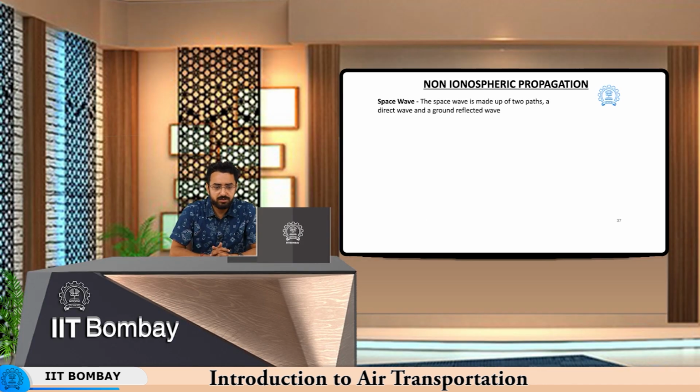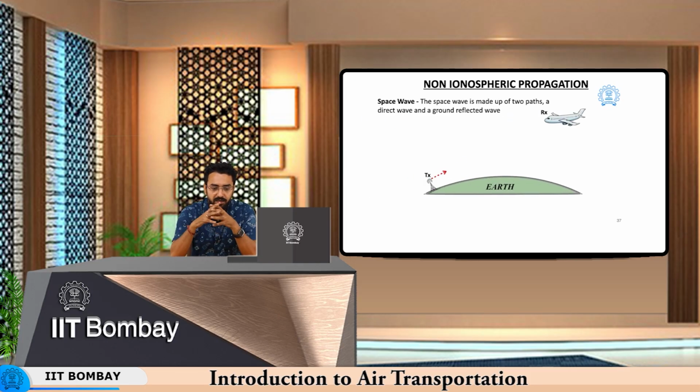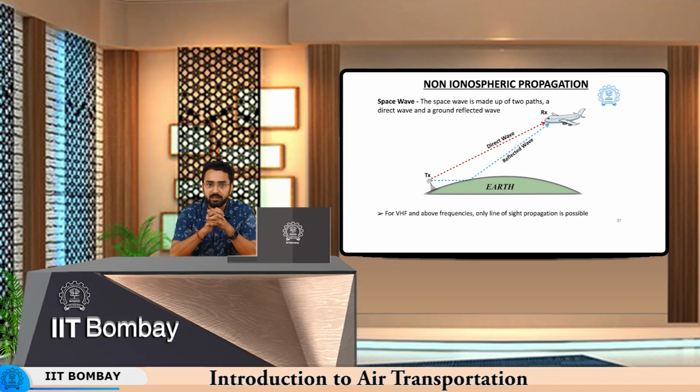The space waves, as I mentioned to you, occur in two ways: the direct wave and the ground reflected wave. The direct wave reaches the aircraft directly from the transmitter, whereas the ground reflected wave is a wave that reaches the aircraft after a reflection from the ground.